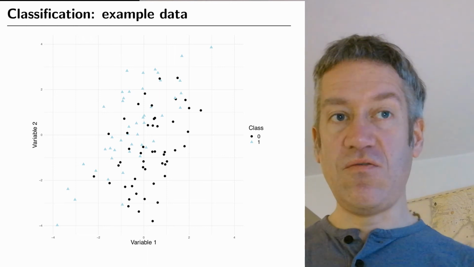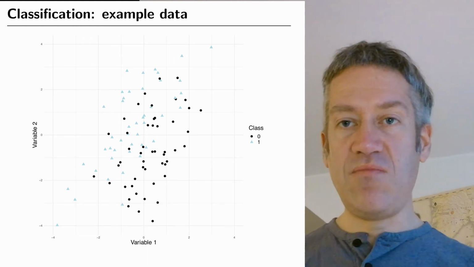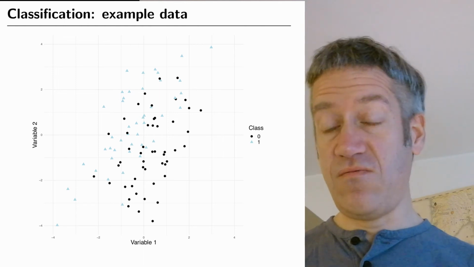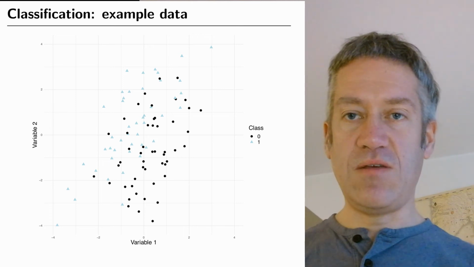And you can already see, of course, that there is a lot of overlap too. A lot of points are in the same region in this plot, and so knowing the value on variable 1 and variable 2 will never give you a perfect prediction of the dependent variable.